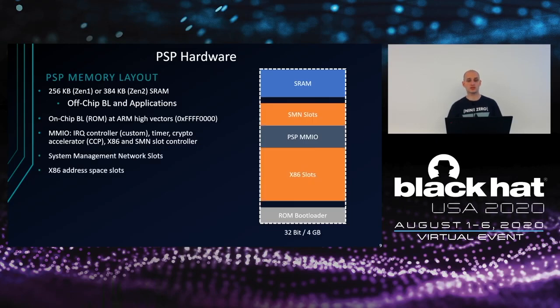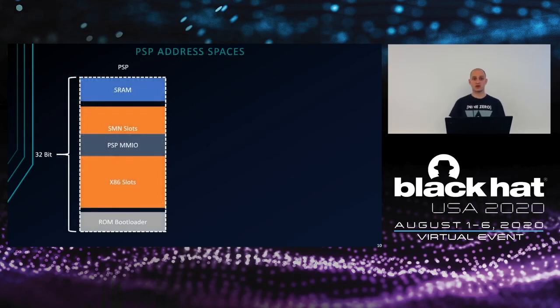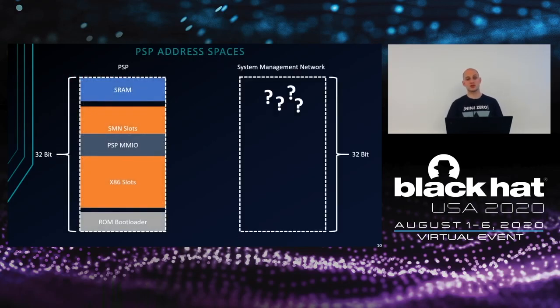And the rest of the memory space is essentially divided between the SMN, so the System Management Network slots, and x86 slots. So what are these slots? A slot is a view into another address space. And this is required because the PSP has not only access to its own address space, but also access to various other address spaces. So the PSP has access to the System Management Network. This is another 32-bit address space which has various devices present. So for example, the memory controller of the x86 SoC is part of the System Management Network.